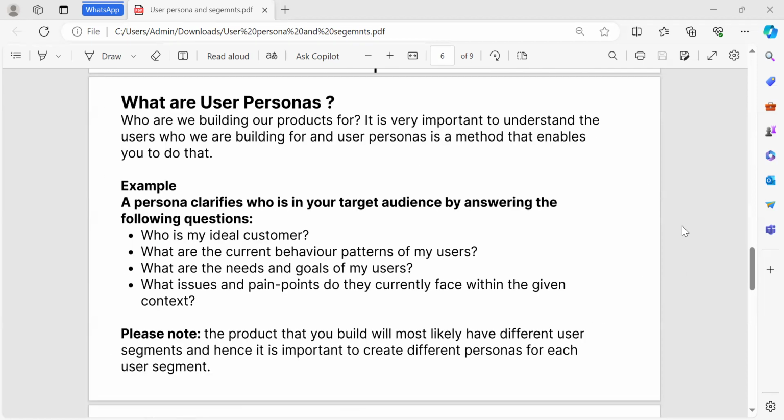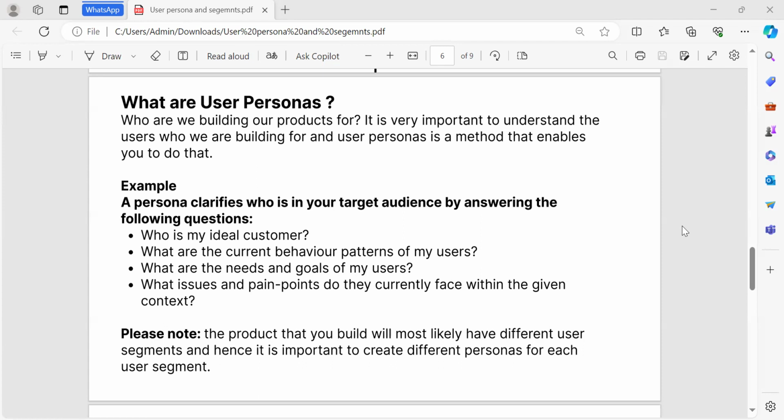So our next topic would be what are basically user personas. We have discussed what is customer segmentation, how to do that customer segmentation, and why it is actually necessary. Now we'll move on to the topic of what are actually user personas. User personas are something like who is my ideal customer, who am I building for. What are the needs and goals of my users? What is the current behavior of my user? And this would depend upon the product. For each product you can have different kinds of personas.